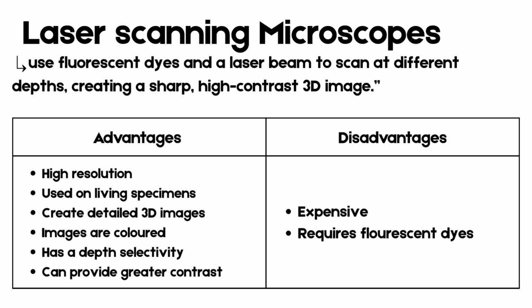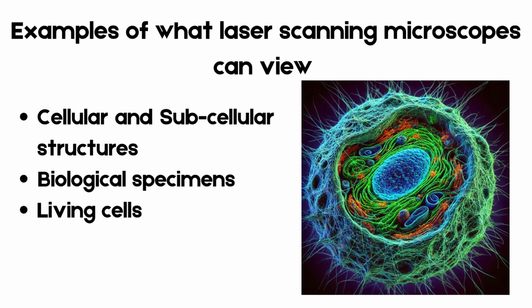Some advantages of this microscope are that it has a high resolution. It can be used on living specimens. It creates a 3D colored image, and it has a depth selectivity, so greater contrast can be achieved. However, it is expensive and requires fluorescent dyes. So what can it view? Cellular and subcellular structures, biological specimens, and living cells, making it perfect for tracking real-time cellular processes.